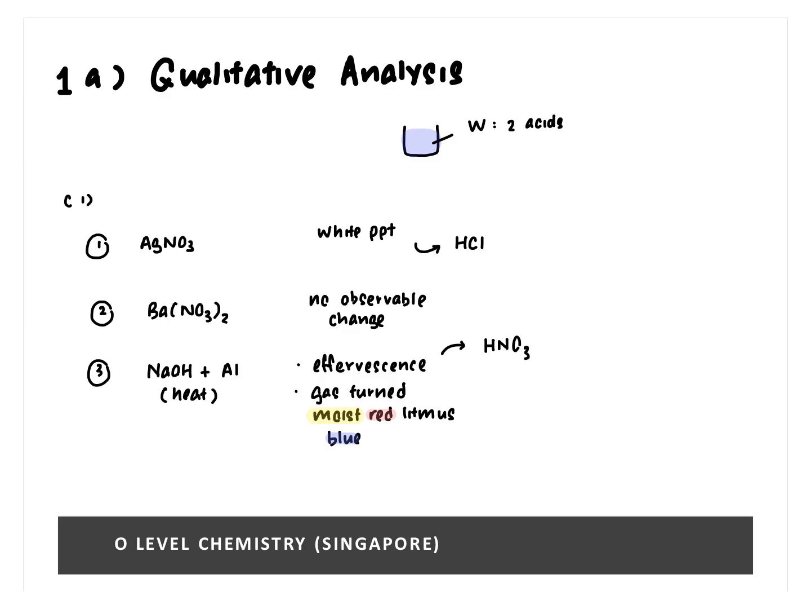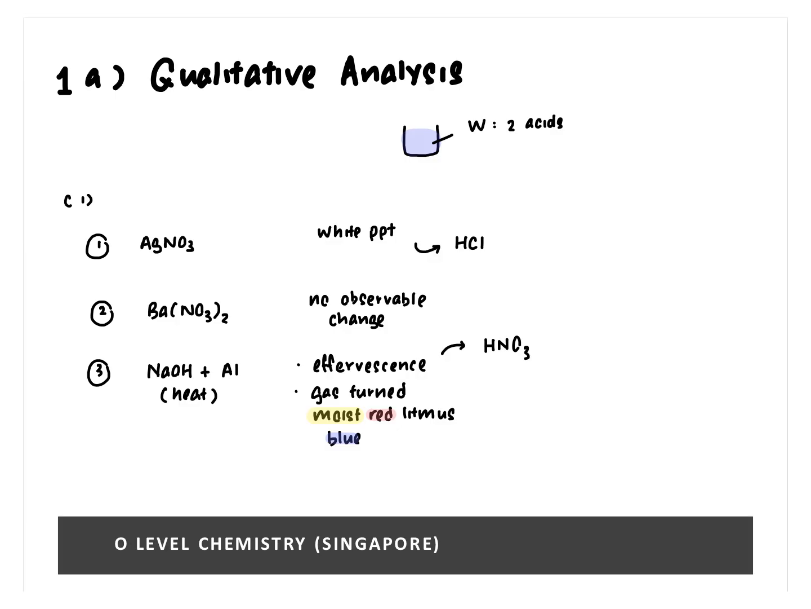In the first experiment, which is on qualitative analysis, candidates were given a solution W, which is said to contain a mixture of two acids. So there were a series of 3 tests which will allow you to identify the 2 acids, or the anions present in the 2 acids. Now the 3 tests are actually exactly the same as the pure chemistry practical.